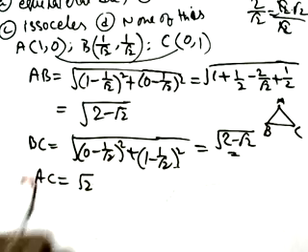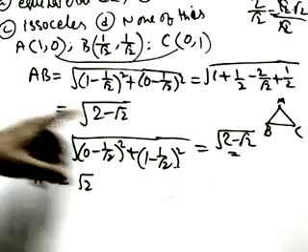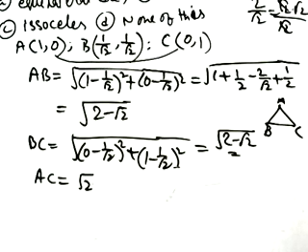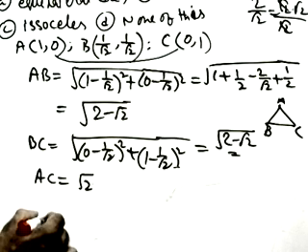1 minus 0 is 1. 1 square plus 1 square is root 2. So we don't have three sides equal. We have only two sides equal. And the next thing, we check whether hypotenuse square equals opposite square plus adjacent square.